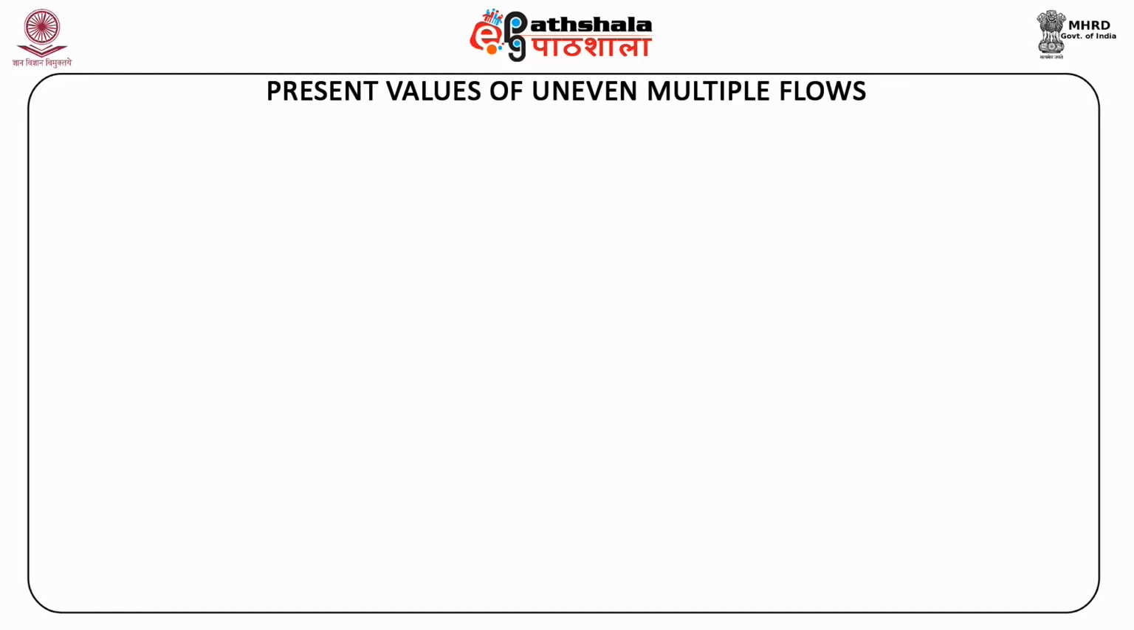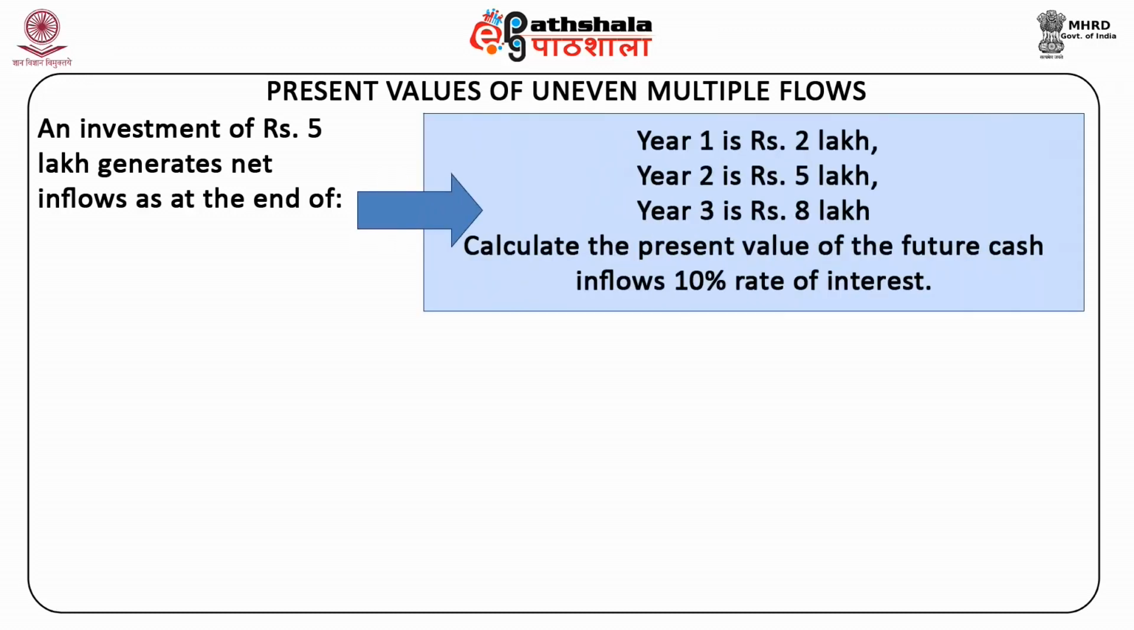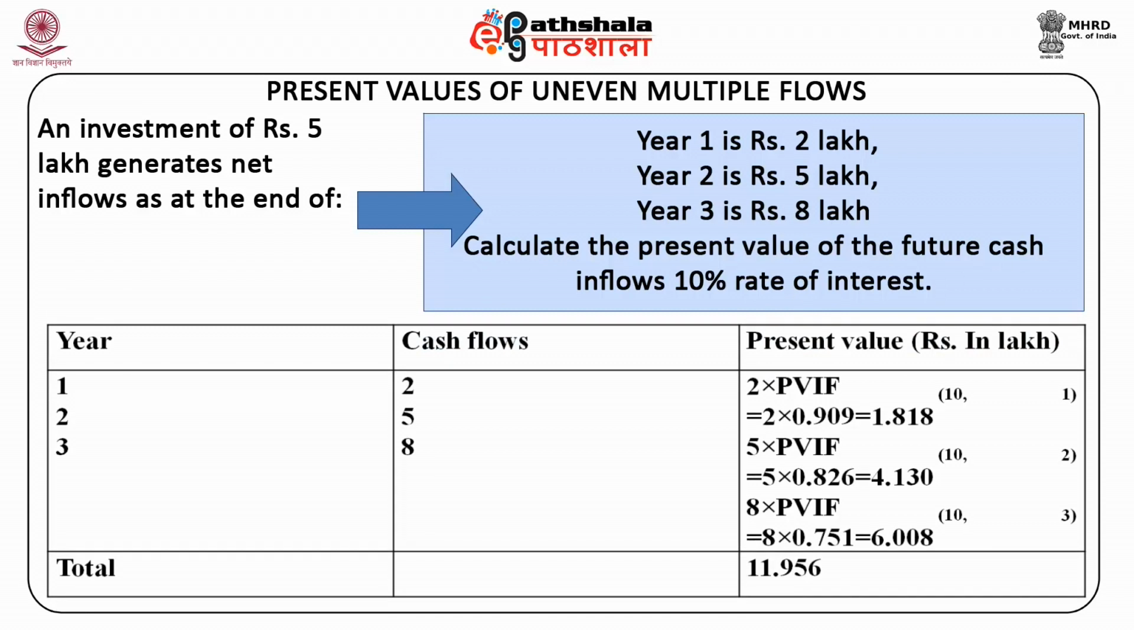Example: an investment of rupees 5 lakhs generates net inflows at the end of year 1 of 2 lakhs, year 2 of 5 lakhs, year 3 of 8 lakhs. Calculate the present value of the future cash inflows at 10% rate of interest. Solution: it is represented in this table where column 1 shows year, column 2 is cash flows, column 3 is present value in lakhs.